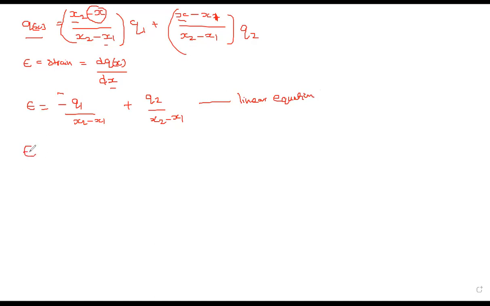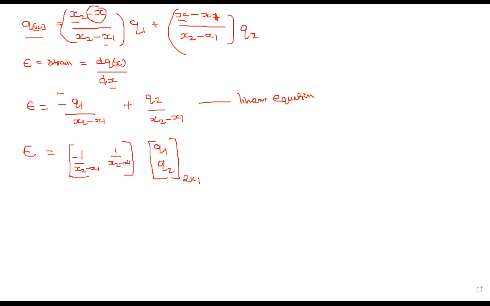I can say epsilon can be read as: I would like to take Q1, Q2 as a column matrix, so there are two rows and one column. So I would like to write down this matrix. If you take Q1 and Q2 as common, the remaining terms would be minus 1 by x2 minus x1, and the next term would be 1 by x2 minus x1.